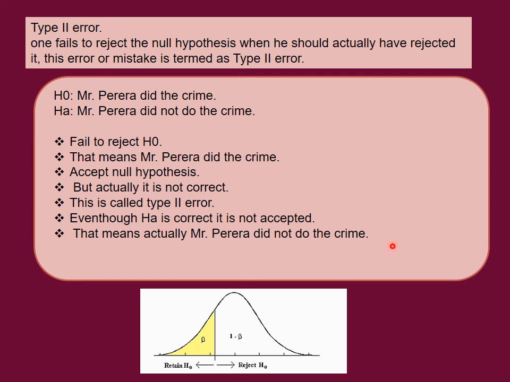Even though he is correct, it is not accepted. That means actually Mr. Pereira did not do the crime, but was accepted as having done the crime. That is wrongly measured. Therefore, the type 2 error also is not good in this case. We need to minimize this type 2 error also. That is beta. Here 1 minus beta is the power. If beta is high, what will happen? The correctness will be very low. That's the thing about the type 2 error.